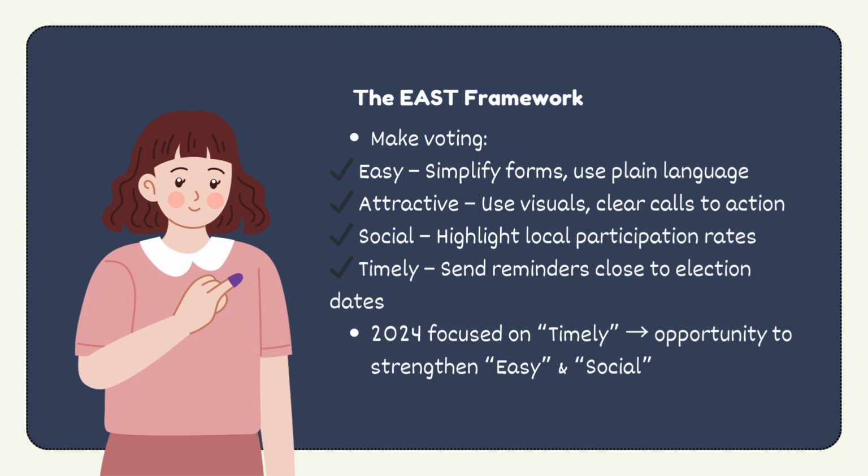Now let's connect this to a model we studied, the EAST framework from the Behavioural Insights Team. Make voting easy: autofill forms, plain language, attractive visuals, clear calls to action. Social: show that others vote. And timely: send nudges close to deadlines. The voting week initiatives align with timely. Now the focus should shift to making the process easy and social, especially through voter messaging and default options.